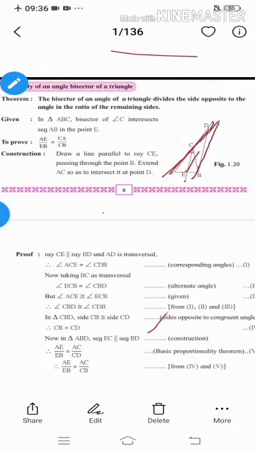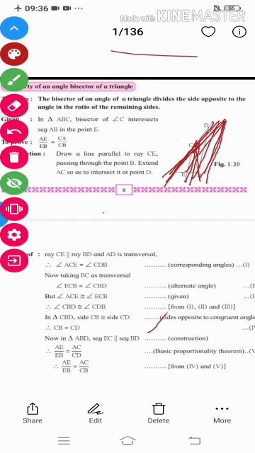Now angle ACE is congruent to angle CDB, by which property? They are corresponding angles. Angle ACE and angle CDB are corresponding angles.